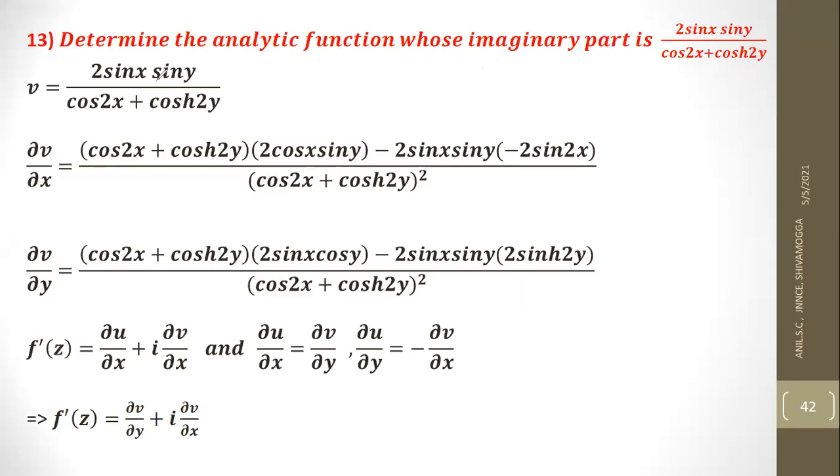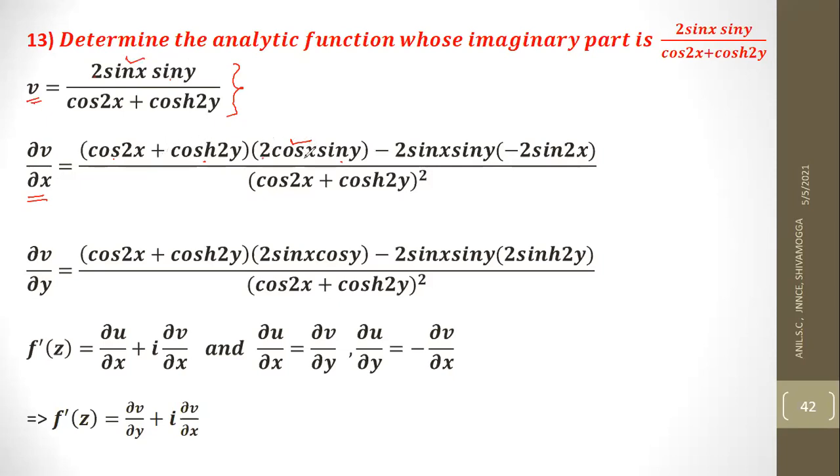Now we shall find the partial derivatives. Partial derivative with respect to x and then partial derivative with respect to y. First we differentiate this v partially with respect to x. This is denoted by del v by del x. Differentiate this function with respect to x partially using quotient rule. That is, denominator, cos 2x plus cos hyperbolic 2y, into derivative of the numerator. Here 2 sin y is constant, keep it as it is, 2 sin y. Derivative of sin x is cos x.